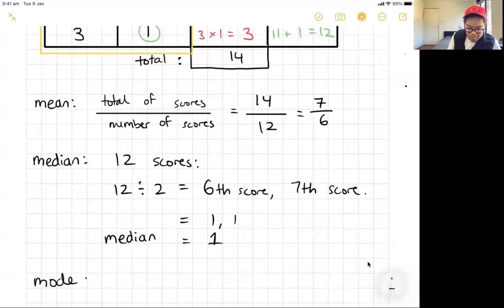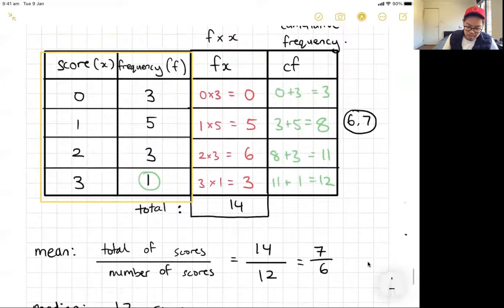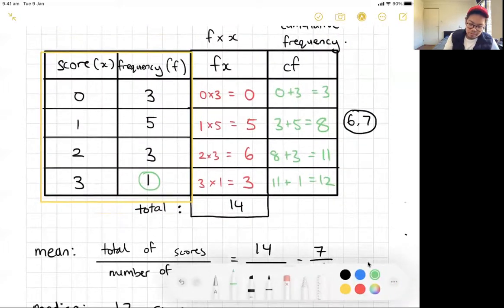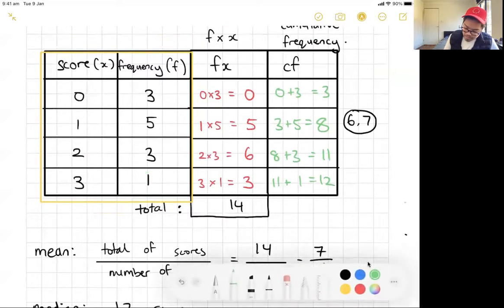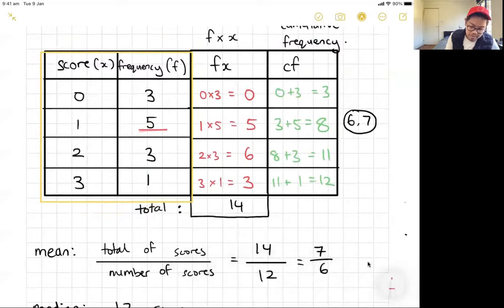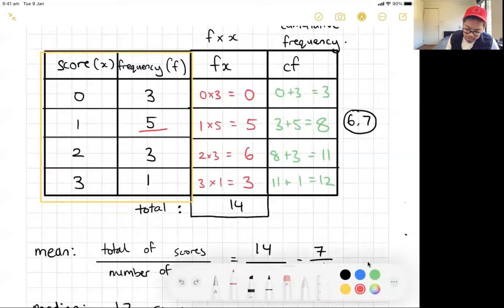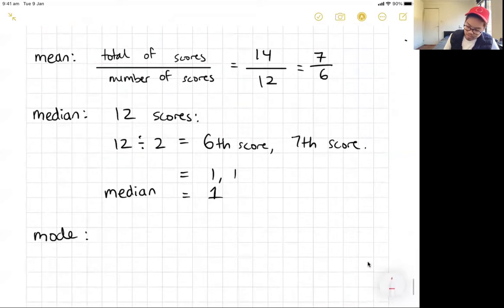Mode should be fairly simple. Which one's the most common? So for the most common, I'm going to look at the frequency table, and which number in our frequency table is the biggest. Frequency is 5. Right, we can see that 5 is the biggest, and the score is 1. So that means, what is my most common score? What is my mode? It's also 1.